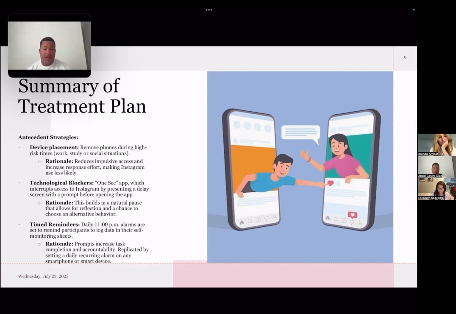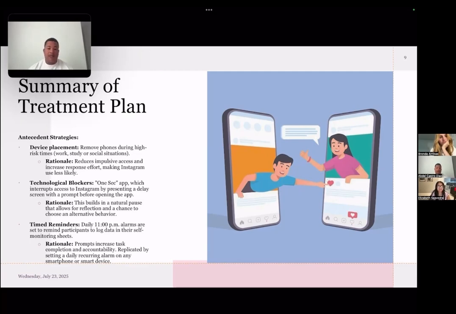We're also going to use technology blockers like the 1sec app, which interrupts access to the app by presenting a delay screen, and you have to wait for that screen to go off before you get on Instagram. That builds a natural pause that allows us to reflect on whether we really need to go to the app or it's just to pass time.